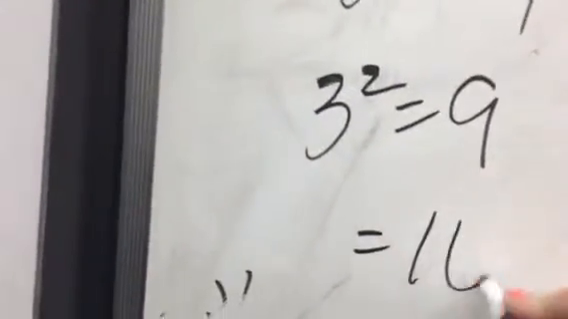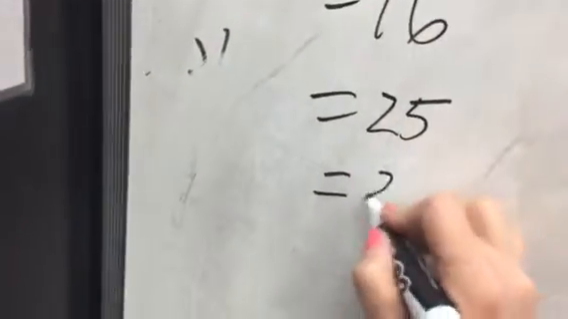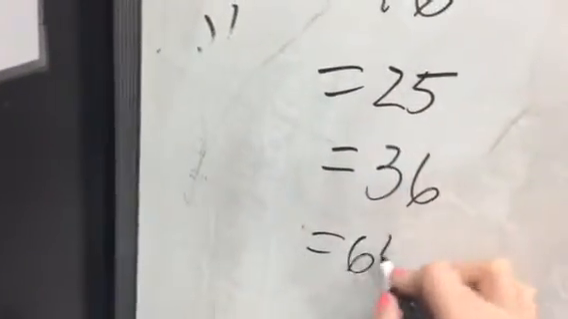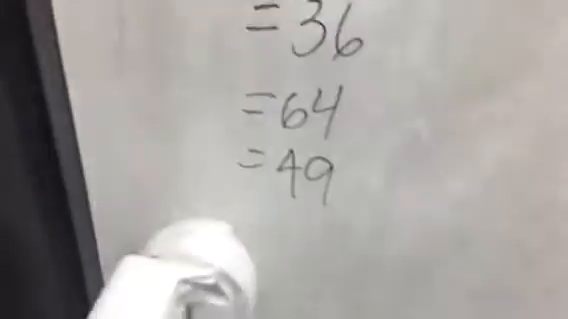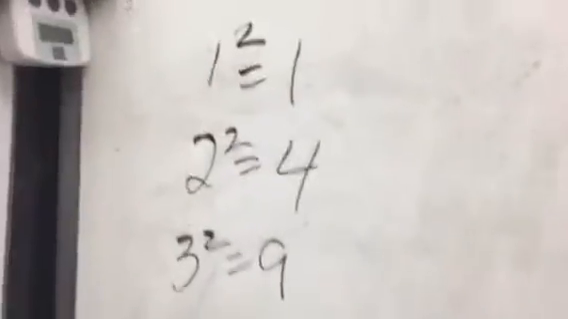Let's think of some of the numbers that we know, like 1 squared equals 1, 2 squared equals 4, 3 squared equals 9, 16, 25, 36, 64. These are some of the numbers that we want to be used to when we're going the opposite way.